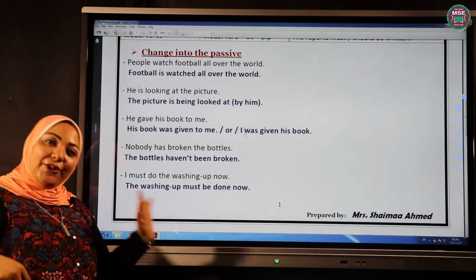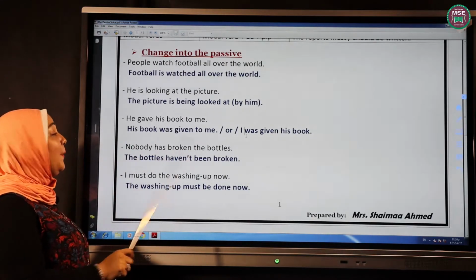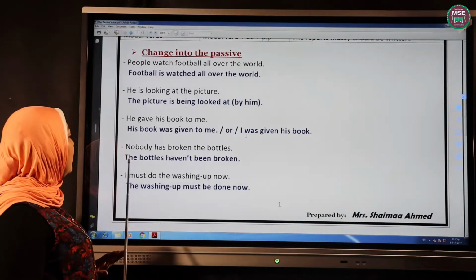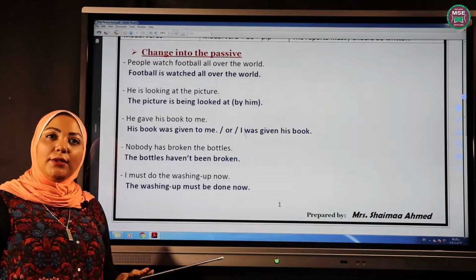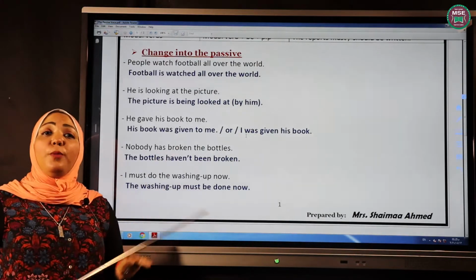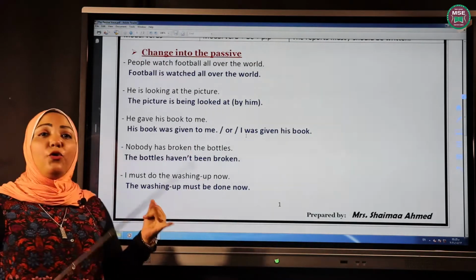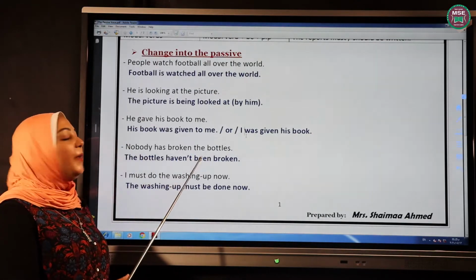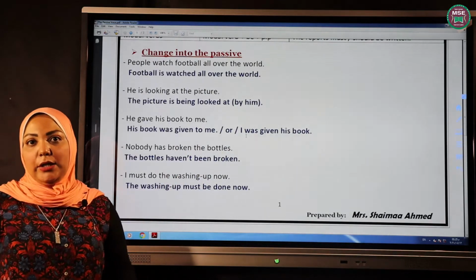Another example with different tense in order to practice more. Nobody has broken the bottles. Okay, where is the object here? It's the bottles. Okay, what tense is it? Has broken. It's present perfect. Very good. So, what is the form of verb to be in the present perfect? It's have or has plus been. Okay, so the bottles have been broken. You already have the past participle because it's present perfect.